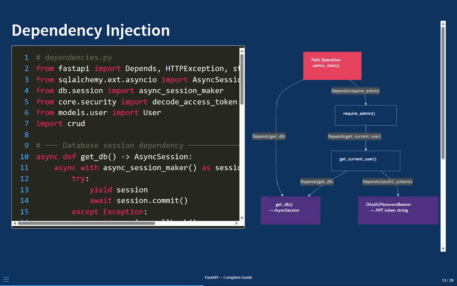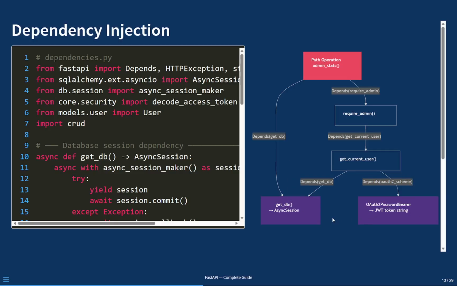admin_stats depends on get_db and require_admin. require_admin depends on get_current_user. get_current_user depends on the OAuth2 scheme and get_db again. FastAPI resolves all of this, caches get_db so the same session is used, and calls each dependency once per request.